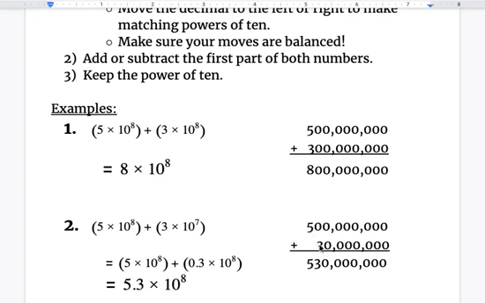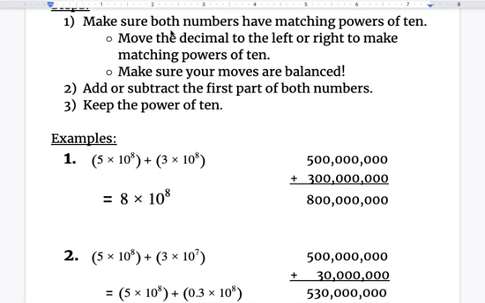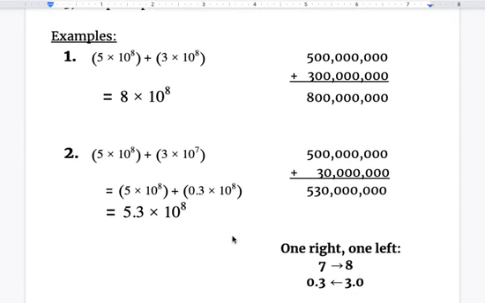We can't just add 5 plus 3. This answer is actually 530 million as opposed to 800 million. So instead of writing this all out, you can use the shortcut that we talked about up here, which is moving the decimal to the left or right and making sure that our moves are balanced. So we're going to talk about that.